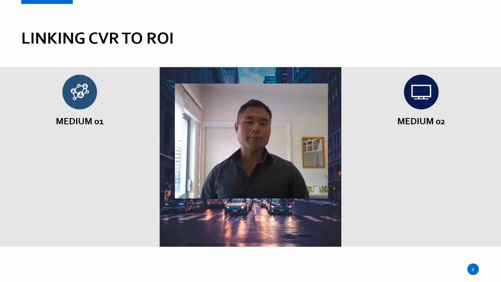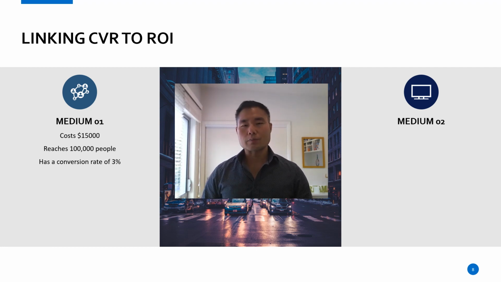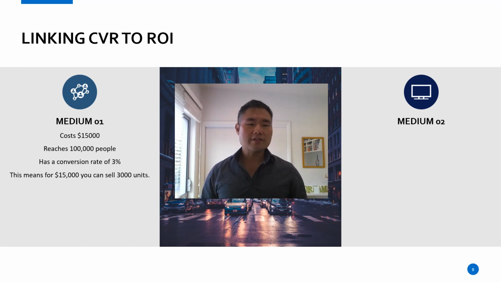So for medium one, for argument's sake, I've got the icon there to represent social media. Let's say it costs $15,000 to launch a marketing campaign on social media. Now let's say this campaign reaches 100,000 people. And let's say the conversion rate is 3%, which seems like a reasonable number, particularly based on the secondary data that we saw in the previous slides, right? So this means that for the $15,000 that you spent on social media, you can sell 3,000 units, because 3,000 is 3% of the 100,000 people that you've reached, okay?